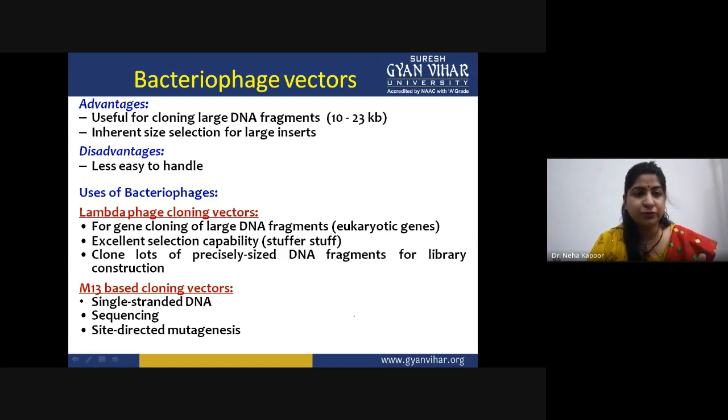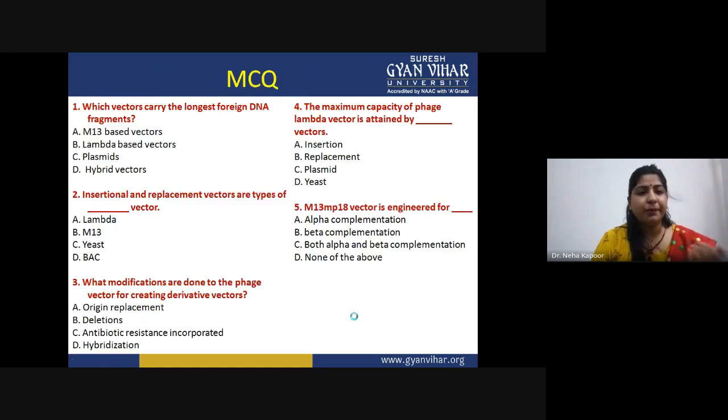It can be selected in a very sophisticated and easy manner because plaque formation would be there. We can clone lots and lots of precisely sized DNA segments, and we can easily construct a phage library also. And when you use an M13 based cloning vector, because it is single stranded DNA, it is very useful for sequencing and site directed mutagenesis experiments that we will be performing.